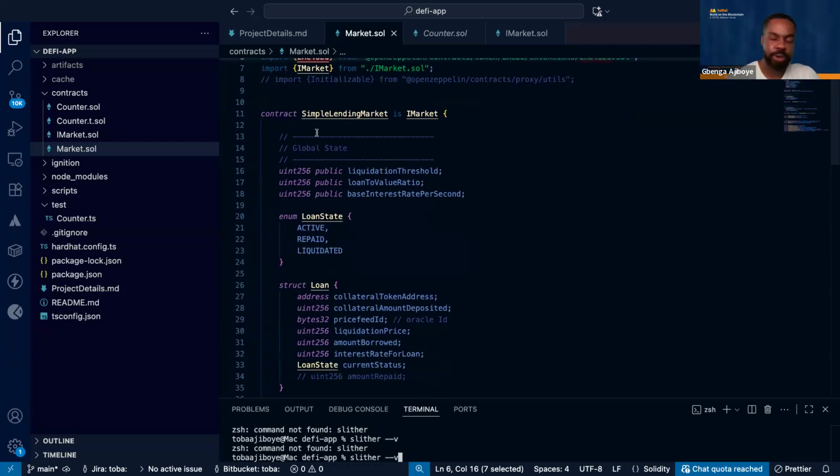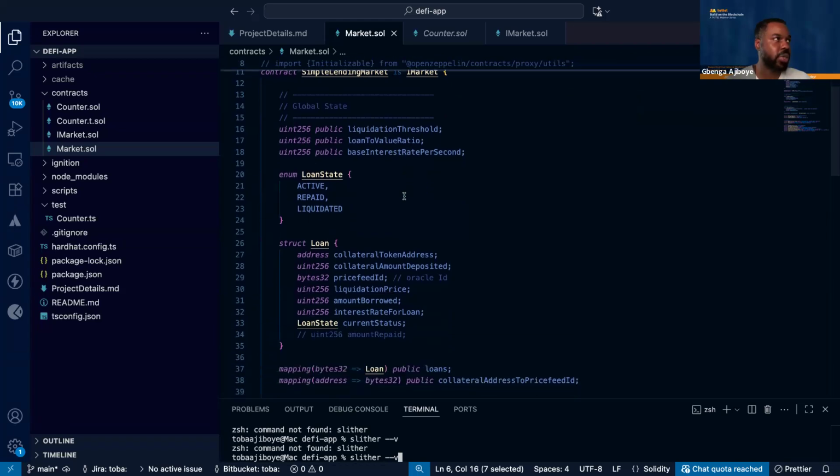The contract has several parts. We have the global states. The global states are things that affect everyone, things like liquidation threshold, loan to value, base interest rate per second. The loan state can either be active, repaid, or liquidated. So a loan may not exist, but if a loan exists, it's always in one of these three states.